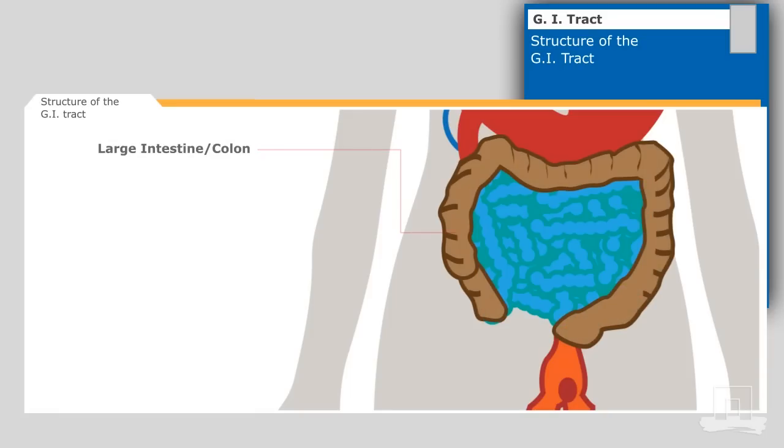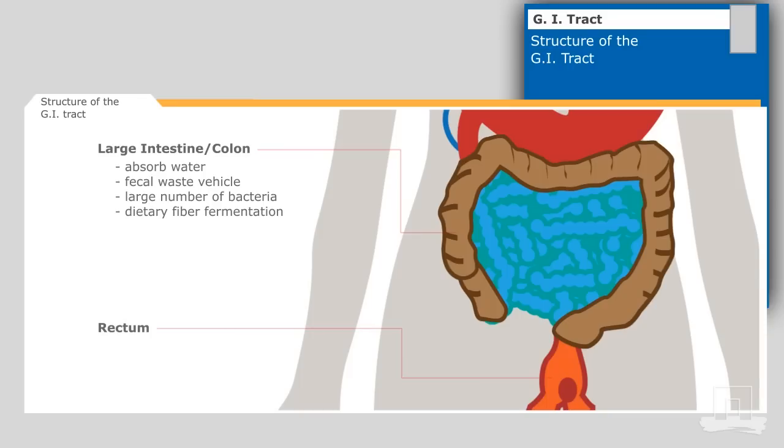And the main function of the colon is to absorb water from the remaining indigestible food matter, and it serves also as a vehicle for the body to rid itself of fecal waste material. Now, the colon is characterized by the presence of large numbers of bacteria, referred to as the gut microbiota, and they carry out the fermentation of dietary fiber. The bacterial composition of the gut microbiota is highly dependent on the composition of the diet. Now, the fecal matter collects into the descending colon and into the rectum, and it's released from the body when you have a bowel movement.